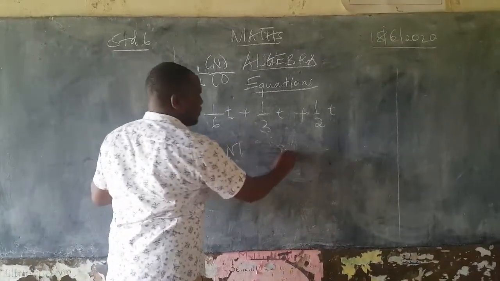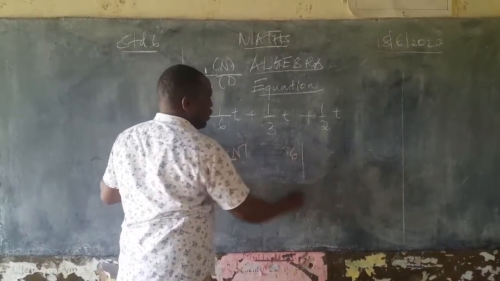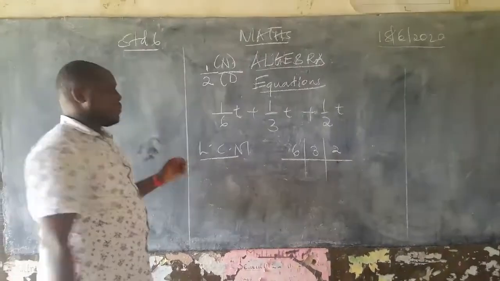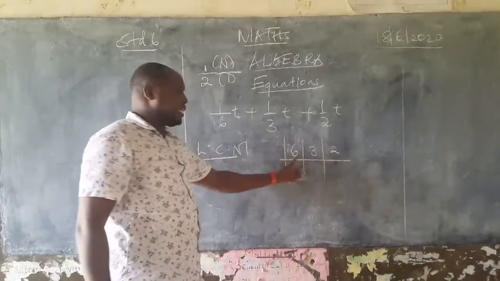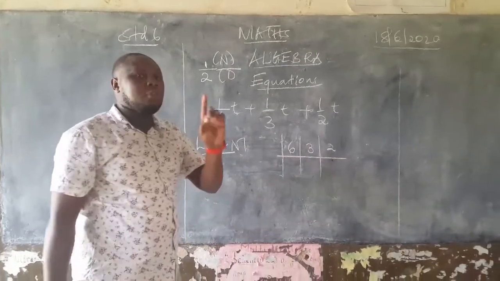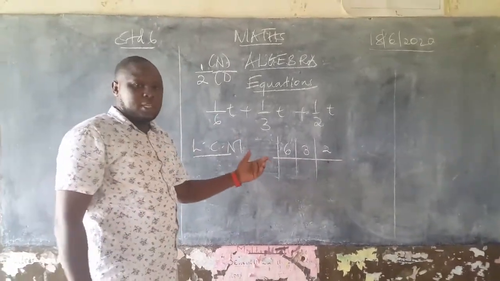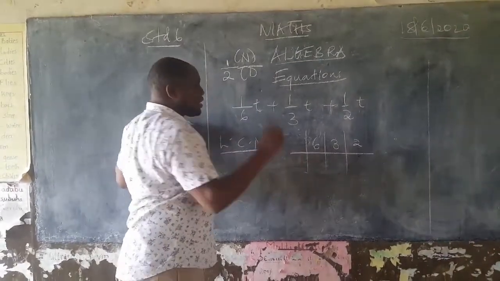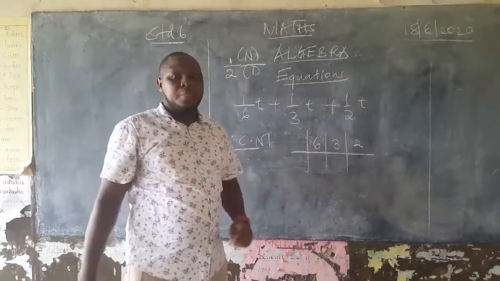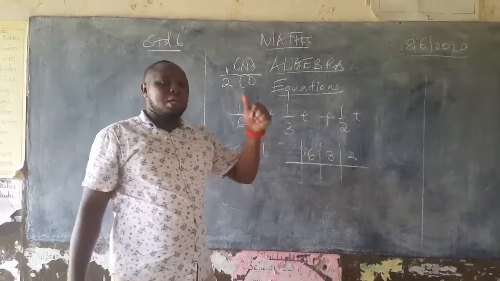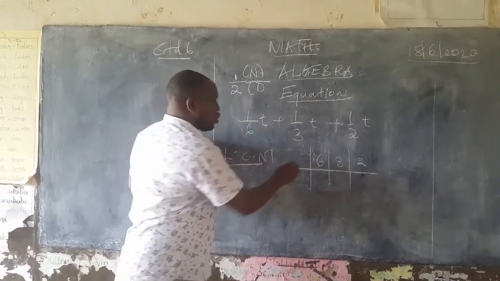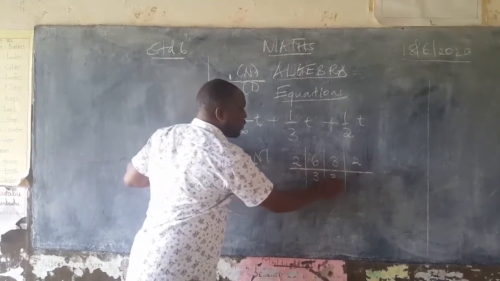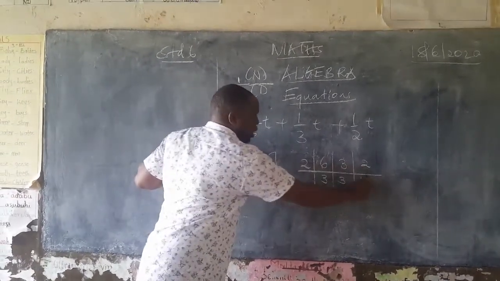So you write 6, you write 3, and then you write 2. You want to get the LCM. So we are looking at the least number that can divide any of these numbers, not all the numbers. When it becomes all the numbers, that becomes GCD. So which number is the smallest that can divide any of these numbers? You realize that the smallest number is 2. So 2 can divide 6 to get 3. 3 cannot be divided, so you write it the way it is. 2 can divide 2 to get 1.